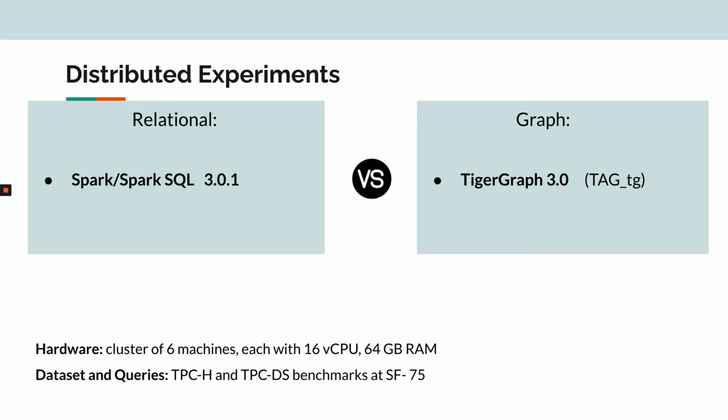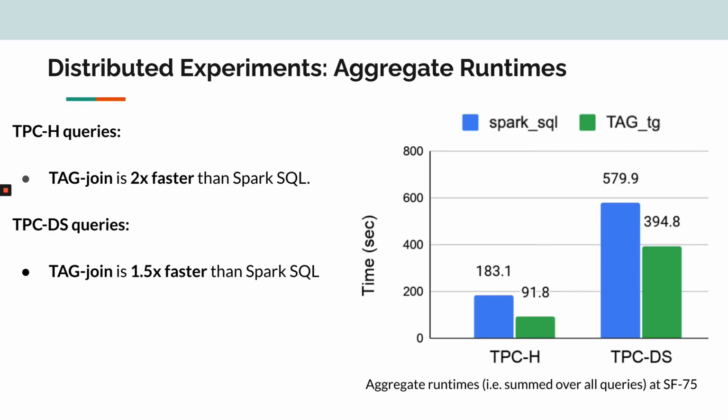We also conducted preliminary distributed setting experiments using a cluster of 6 machines. Here we compare tag implementation on TigerGraph against Spark SQL using the same set of queries. Here are the results of aggregate runtimes. On TPCH, we outperform Spark SQL by 2x and show quite competitive performance on TPCDS queries.